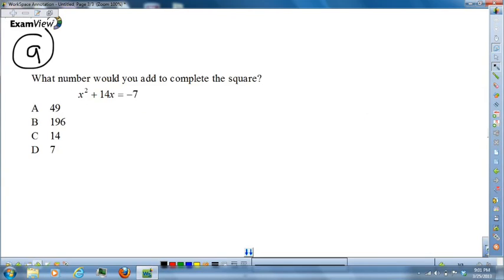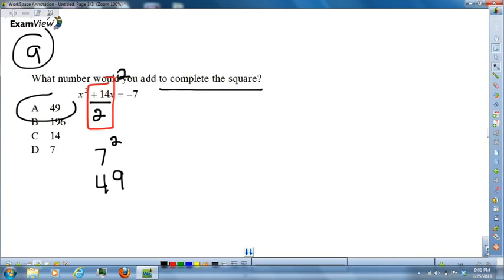Number 9 asks, what number would you add to complete the square? If you complete the square, you're going to get the middle term divided by 2 and square it. So 14 divided by 2 is 7, and 7 squared is 49. So what are you going to add to both sides? 49.